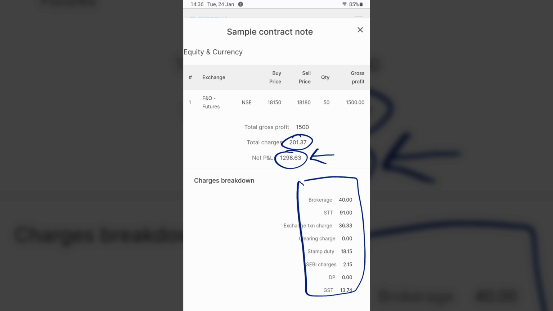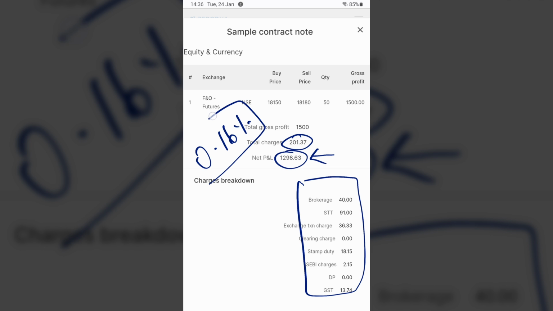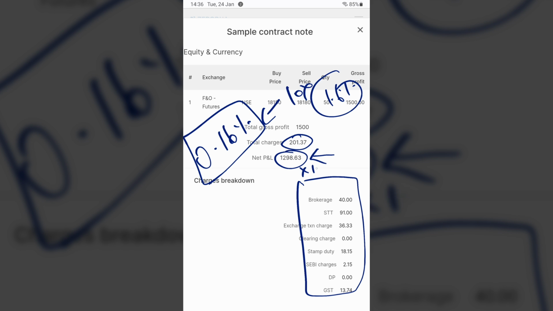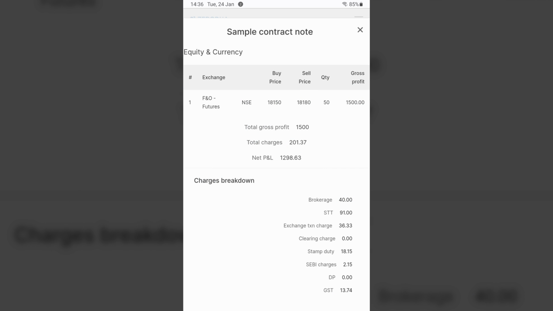Now this PNL, remember, is only based on 0.16% appreciation in the market price of Nifty, which is a very small change. If this change was 10x, say 1.6% change, this figure would have been 10x, and the charges would have also been roughly 10x. The brokerage would have been common. So that's how FNO works. Your options would again be similar.